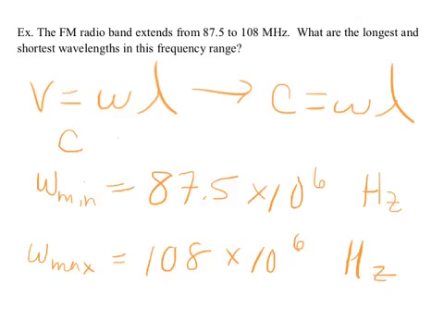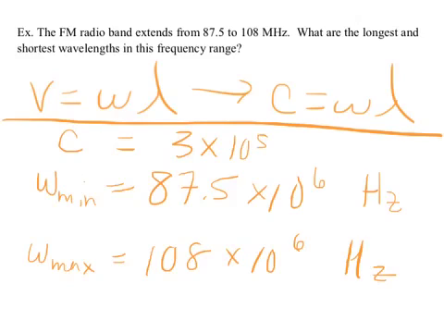What was the speed of light again? 3 times 10 to the 8 meters per second. So take a look. We have two problems here, really. The first problem, we're going to use c and omega min. The second problem, we're going to use c and omega max. But remember that when you use omega min, the answer you get is going to be lambda max. But when you use omega max, the answer you get is going to be lambda min, because they're inversely related.